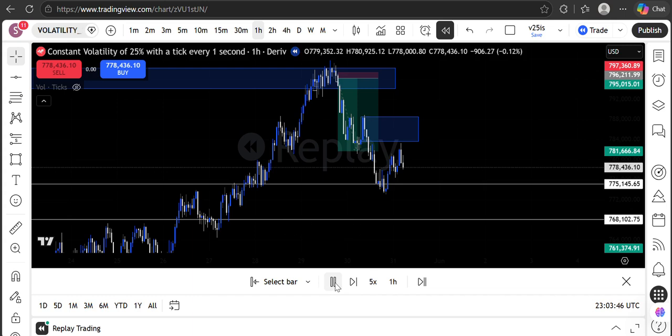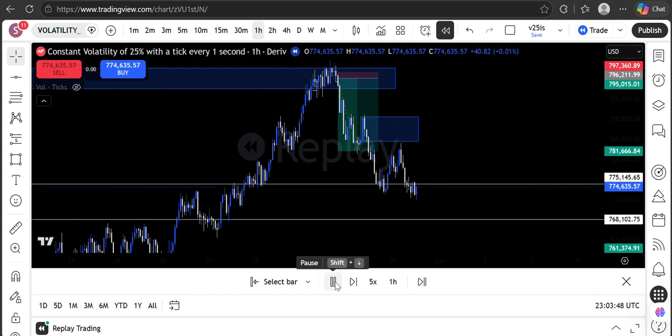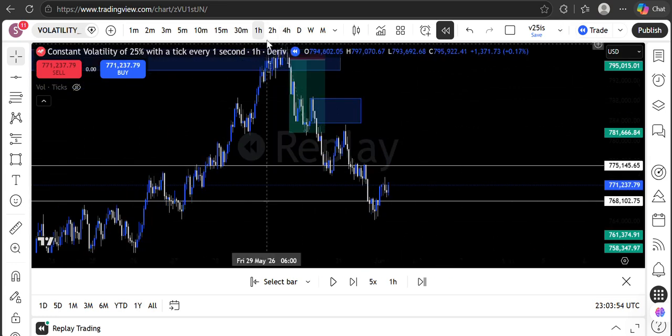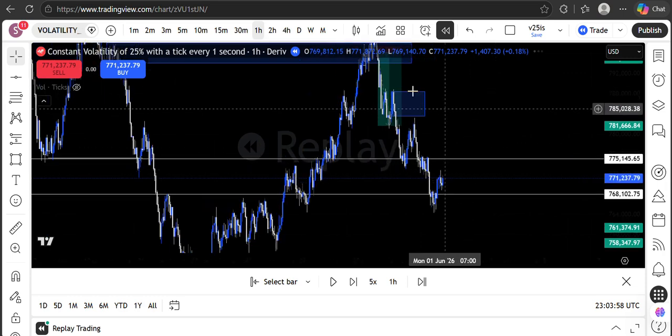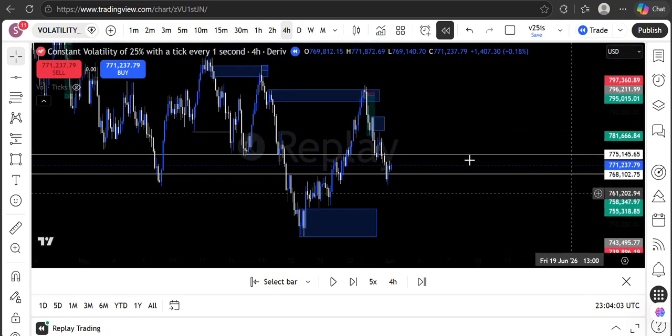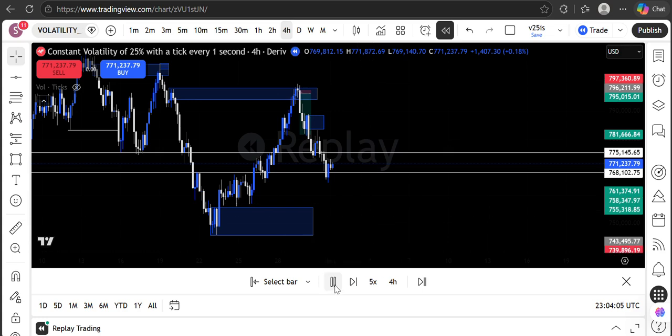Okay, so let's just keep playing. Then we saw what happened. So price keeps selling, and then it got to our second TP and went on and on. So now let's come to our 4 hours time frame. There was another entry that I saw here. Okay, that one was just the recent one. So let me play that out.